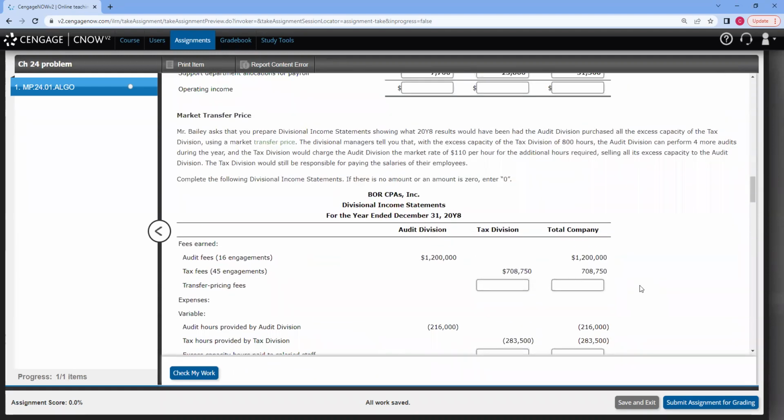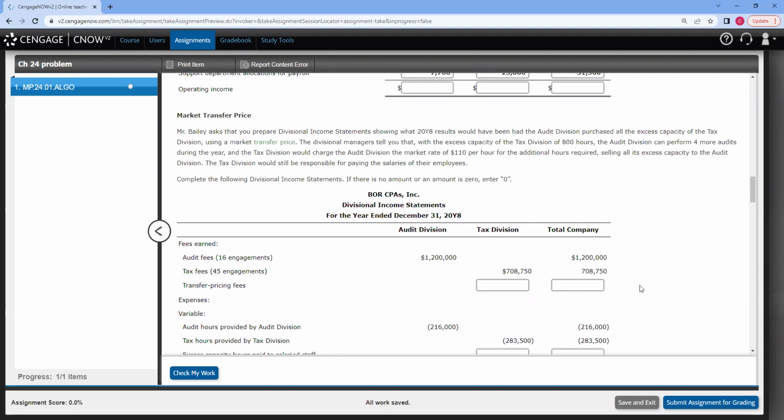The rest of the problem looks at the three different versions, if you will, of transfer pricing. So the situation we're told is that the audit division needs more work, and the tax division has some excess capacity of, in this example, 800 hours. Again, your numbers may be a little bit different than that. So with those 800 excess hours, basically the tax division is going to sell that to the audit division, and the audit division then won't need to buy contract labor from an outside source.